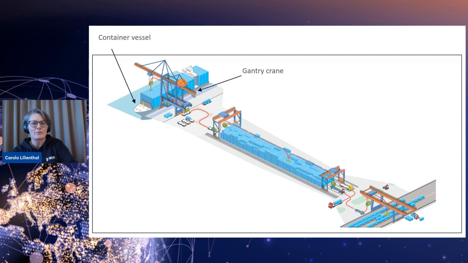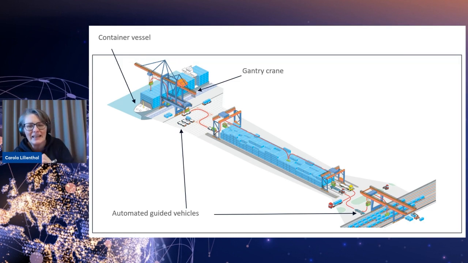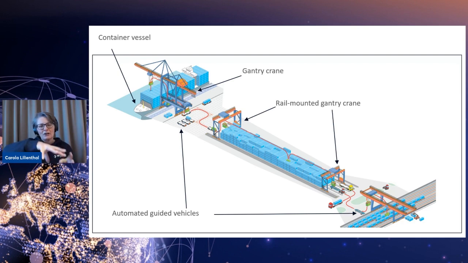unloads the containers from the vessel, the automated guided vehicles with which the containers are driven from the quay to the storage area and from the storage area to the train, the rail-mounted gantry crane that lifts the containers from the automated guided vehicles and stores them until a truck will arrive to take them away, and of course the train cargo where the containers as well go off.